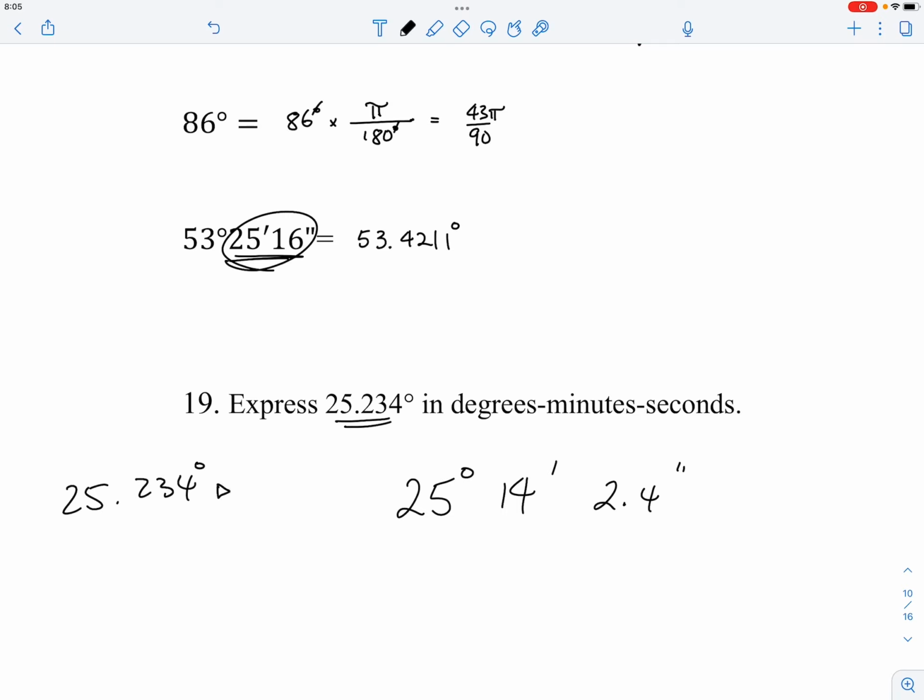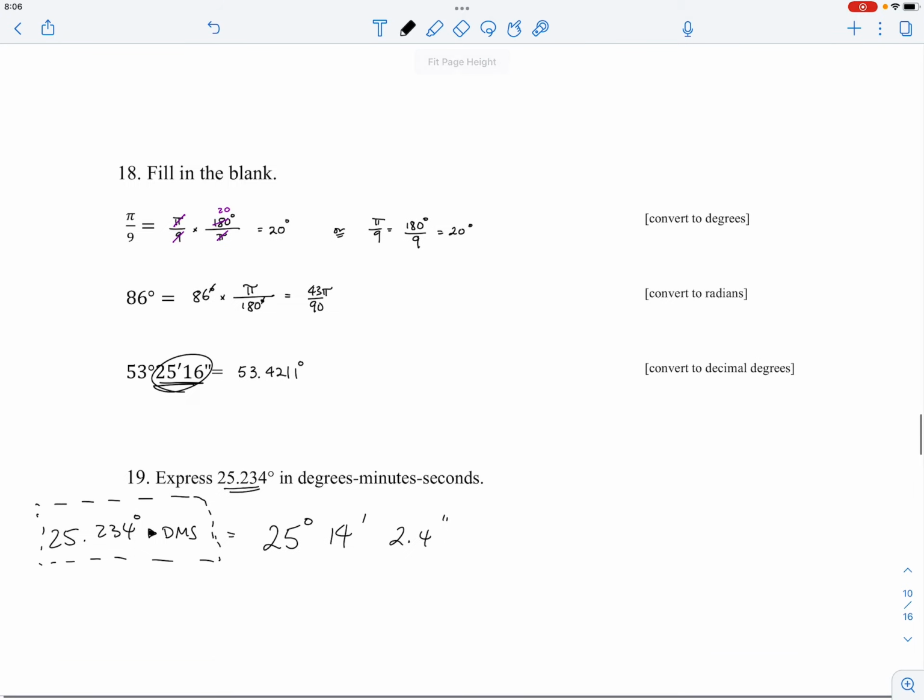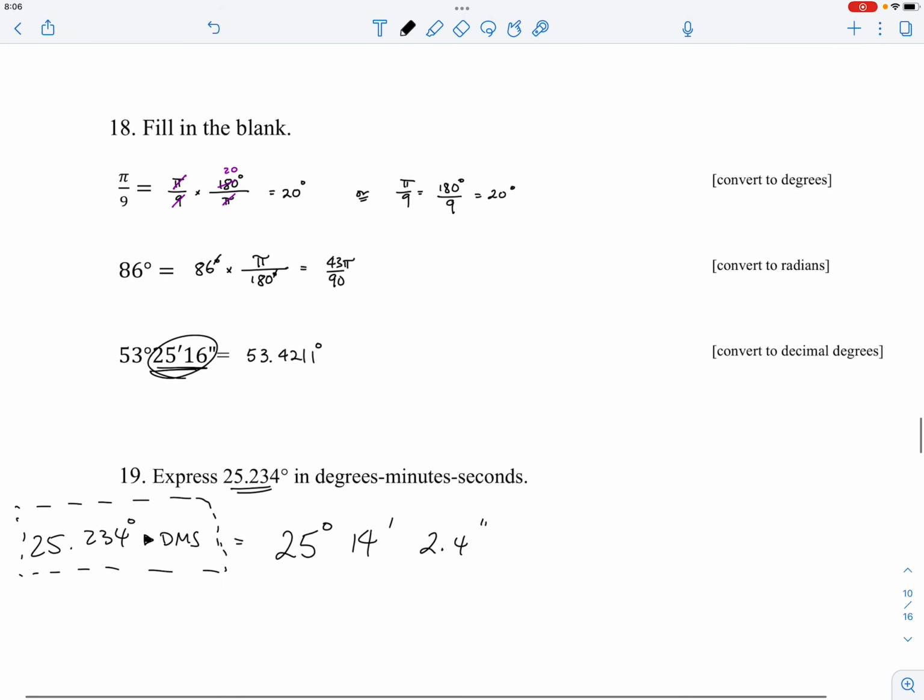So just make sure that you type in 25.234 degrees, and the arrow in DMS, and then press equal. You can do this in your calculator. We went over this in class, and there's also a little guide on Schoology on how to convert these degree measurements to DMS or vice versa. Okay, so that's question 18 and 19, making sure you know how to use your calculator to manipulate.